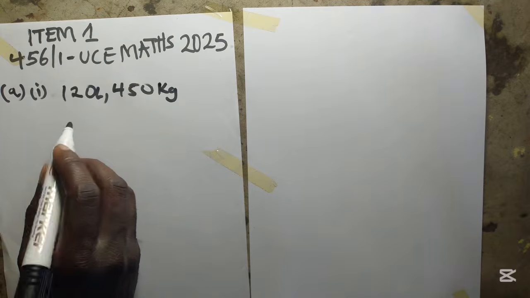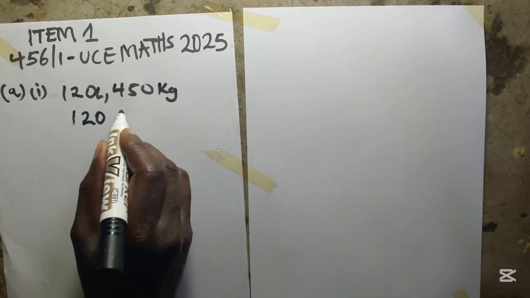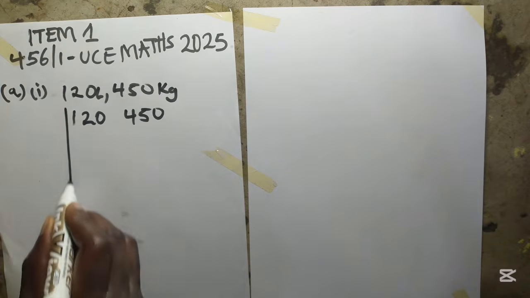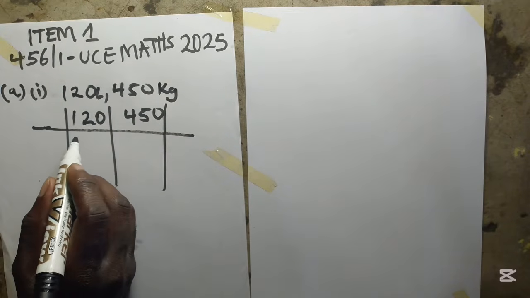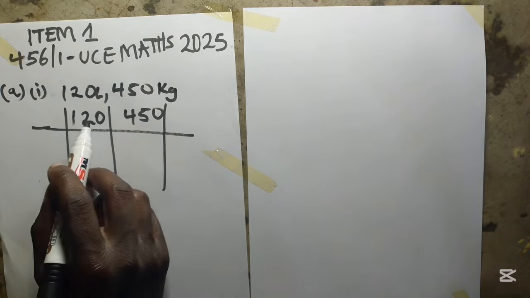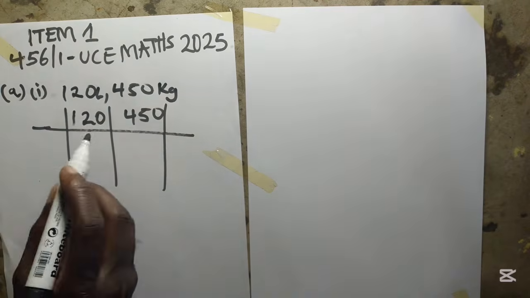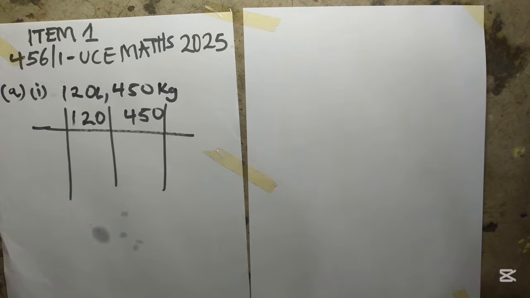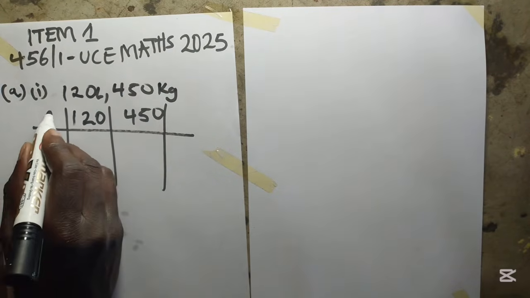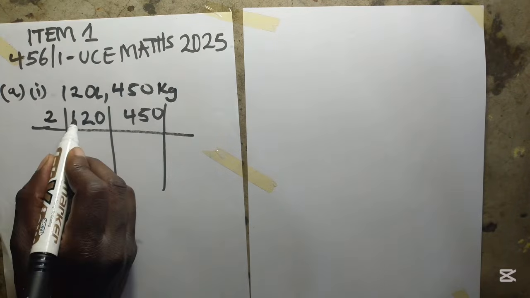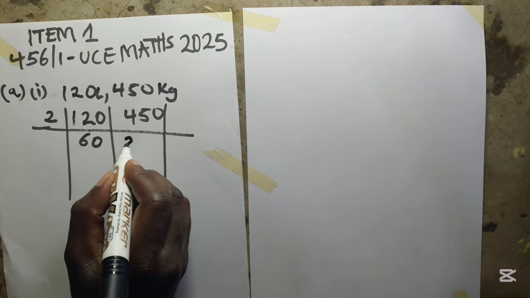Now, how are we going to get the greatest common divisor? The simplest method is to use the ladder method, whereby you write 120 and 450. You draw a ladder like this, and then from here you choose one number which can divide both 120 and 450 at the same time. For example, which number? Don't forget that we always use prime numbers. So the first prime number we have to test is 2, and when you divide 120 by 2, you get 60. The same number can divide 450 and you get 225.